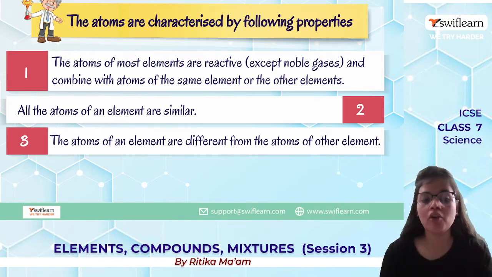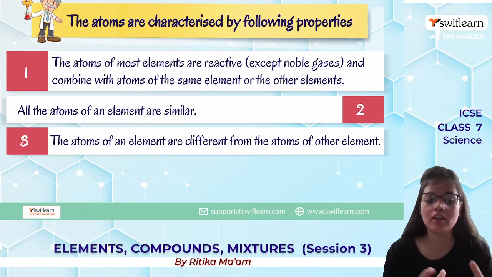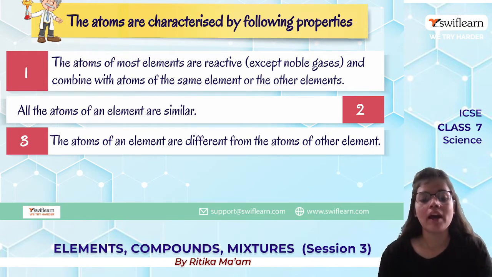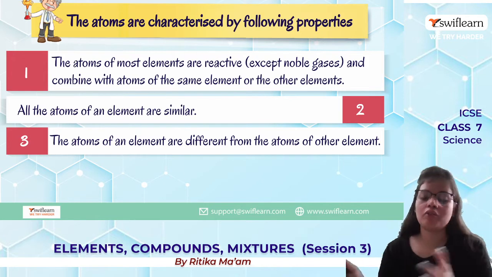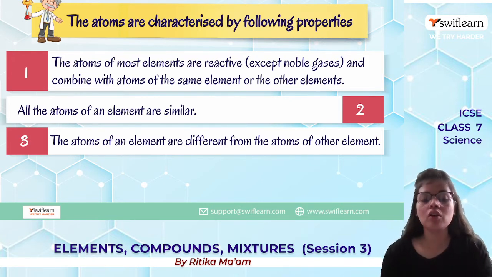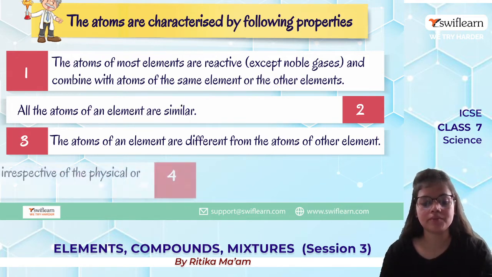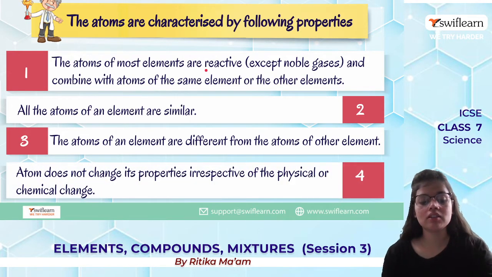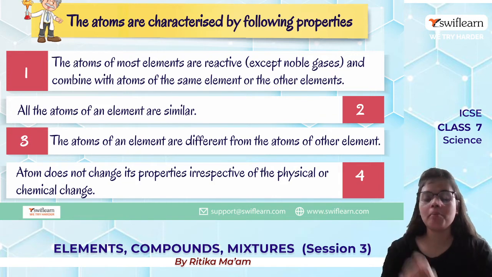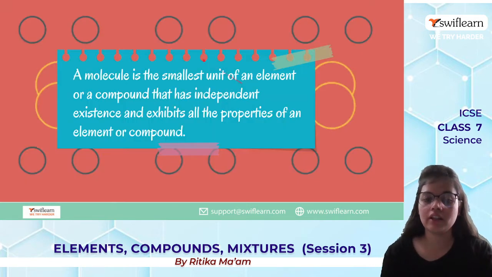Then all the atoms of an element are similar. If I talk about gold, silver, iron, all the atoms of each will be similar. Gold atoms will be similar, silver atoms will be similar, and atoms of one element are different from the other. That is very obvious. So gold atoms will be entirely different from silver ones. An atom doesn't change its properties irrespective of physical or chemical change. Whatever changes happen, the properties of the atom remain intact, they do not change.